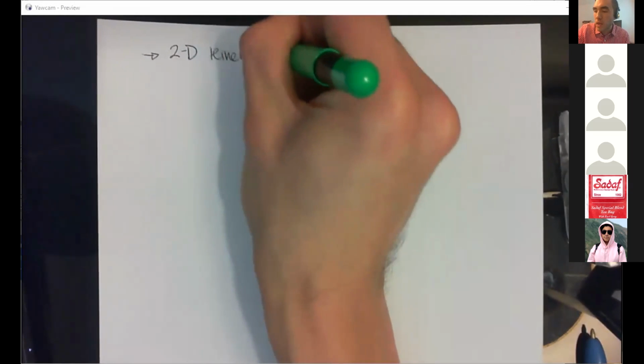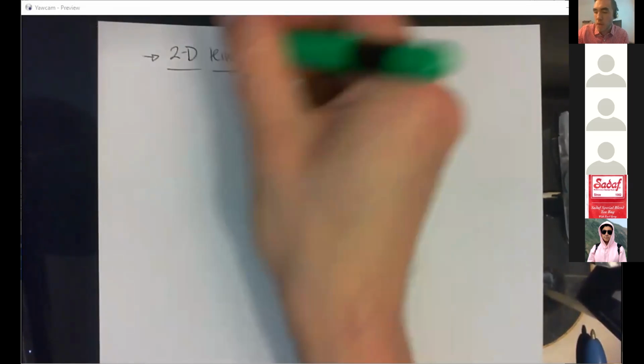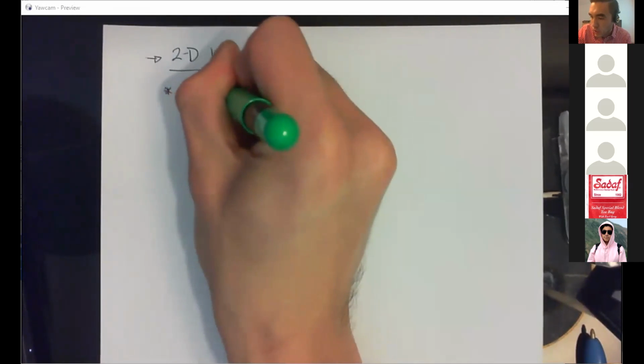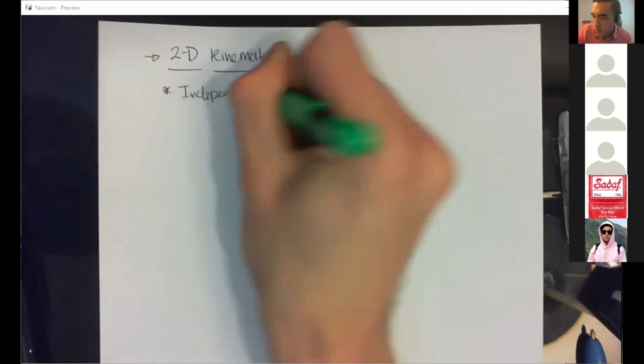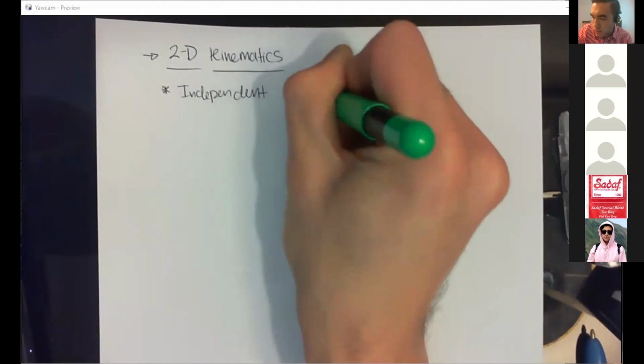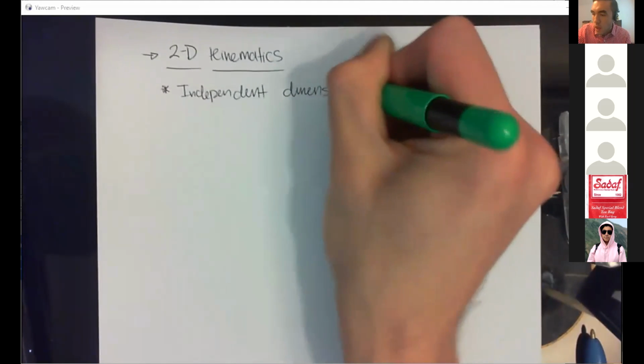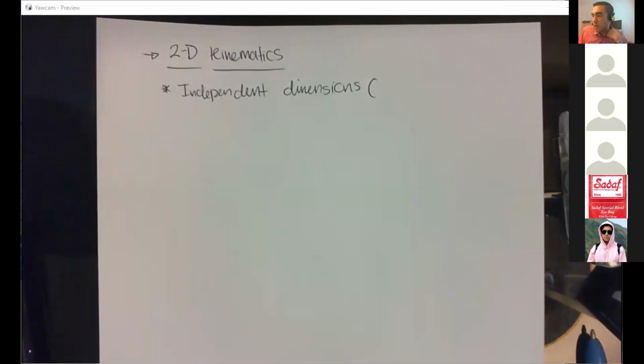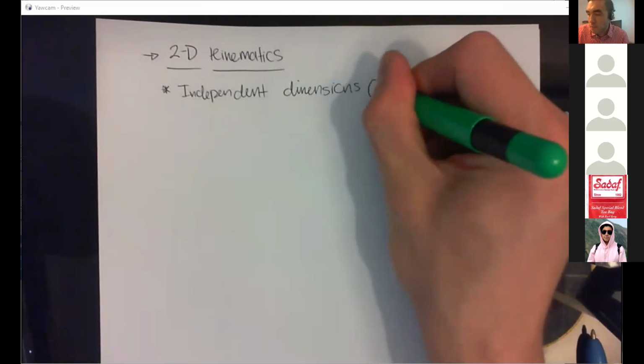And here are the big takeaways that we want to take away from 2D kinematics. Independent dimensions. And whenever you see the phrase independent dimensions, when you are talking about science or math, means perpendicular.